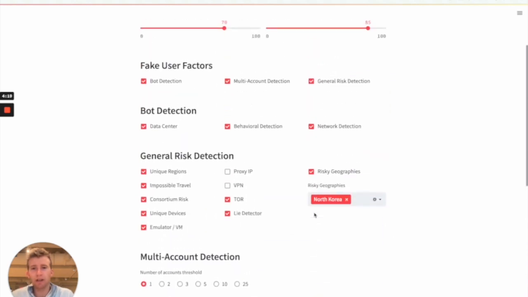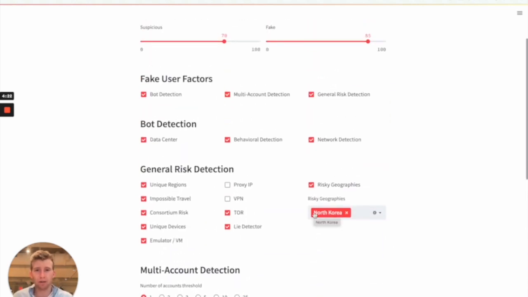So there you have it. That's how you configure ZeroFake exactly for the risk signals that matter for your ecosystem.